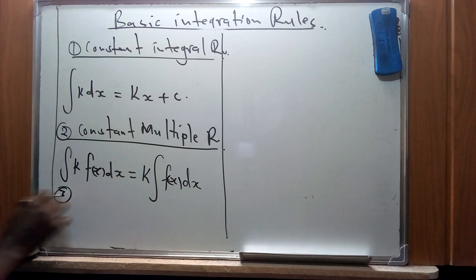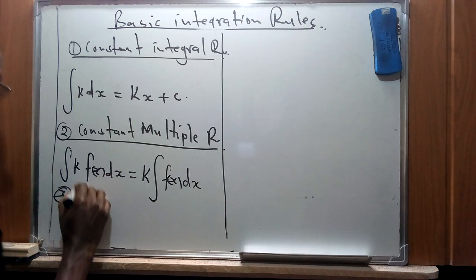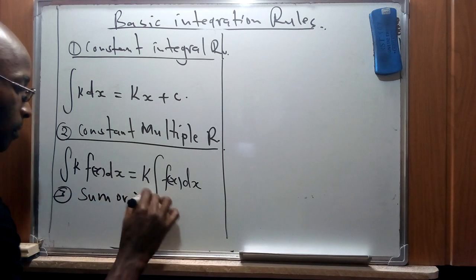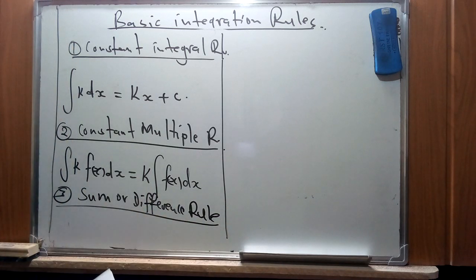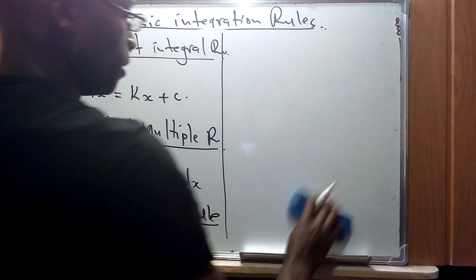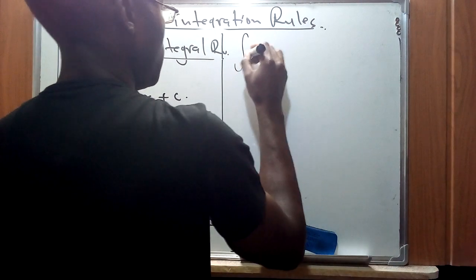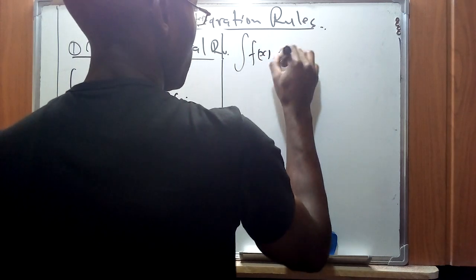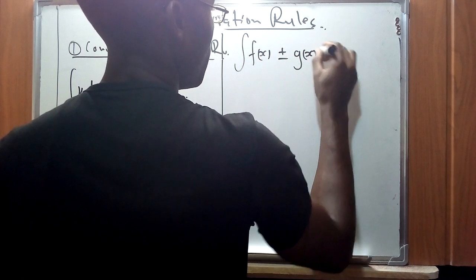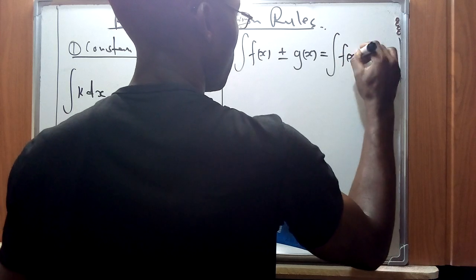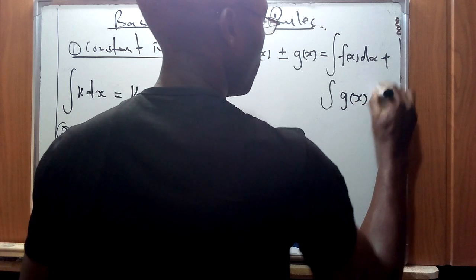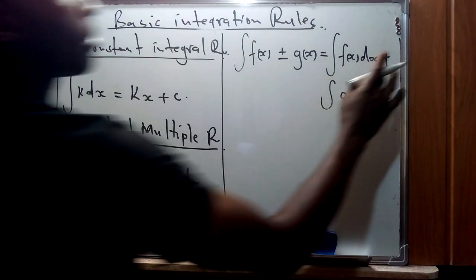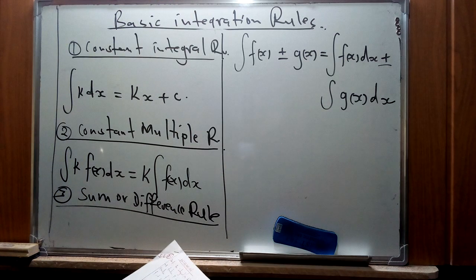And then 3, we're going to look at another rule known as the sum or difference rule. Here we have 2 functions which have been added or subtracted. Therefore the integral of fx plus or minus gx is given as the integral of fx dx plus or minus the integral of gx dx. So that's either the sum or the difference of those 2 integrals, which can be given separately.